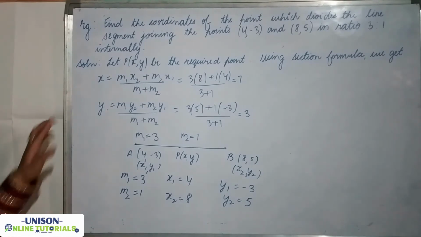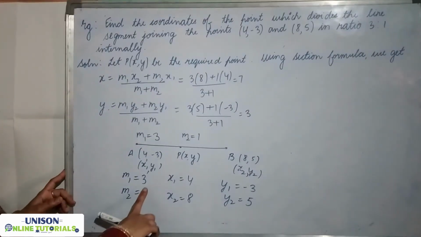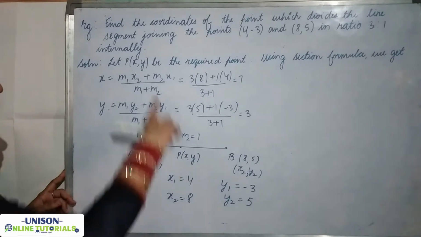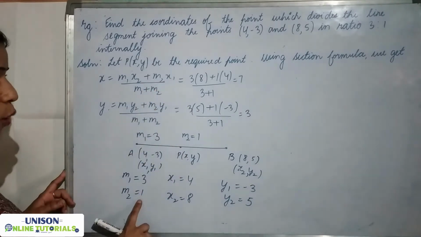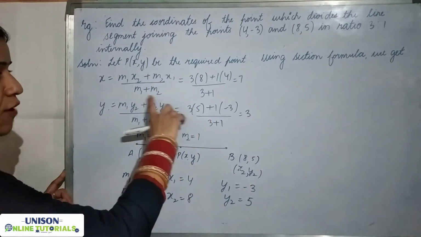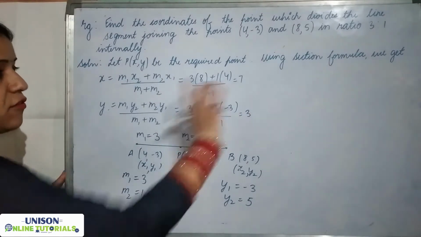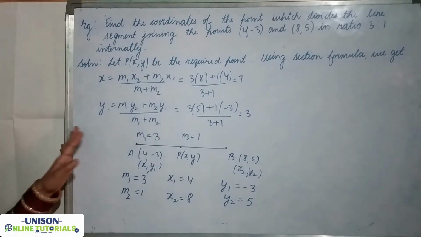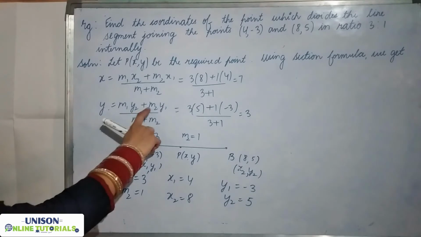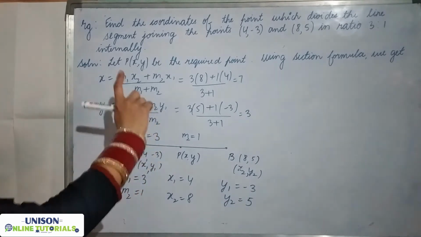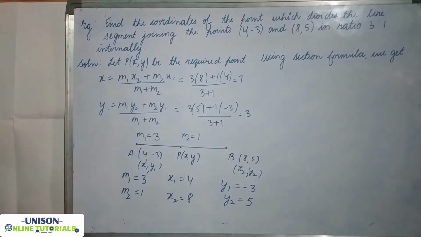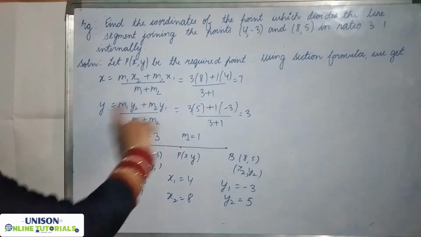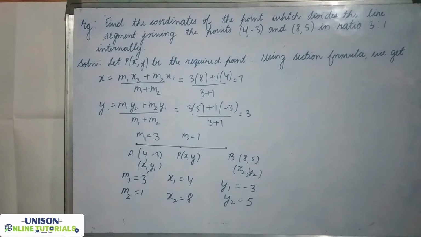You can simply put the values: m1 x2, that is 3 into 8, plus m2 x1, that is 1 into 4, by m1 plus m2, that is 3 plus 1. So we get the result x equals 7. Similarly, y equals (m1 y2 plus m2 y1) by (m1 plus m2). Put the values and get the result. So here, coordinates of P, that is x and y: x equals 7 and y equals 3.